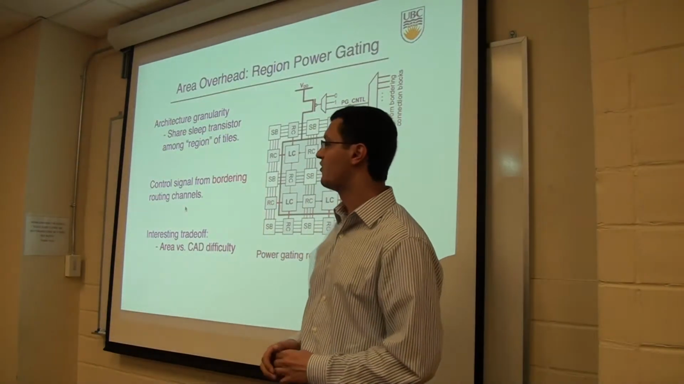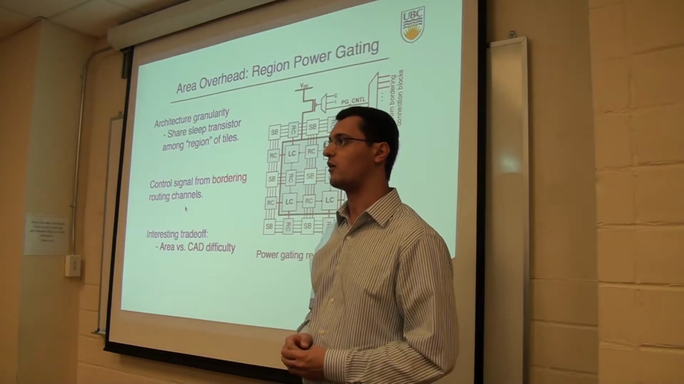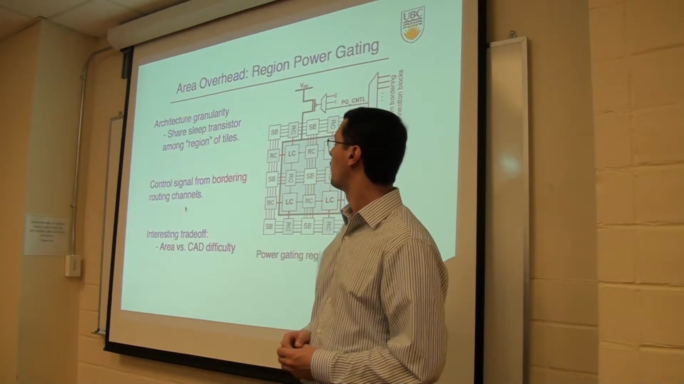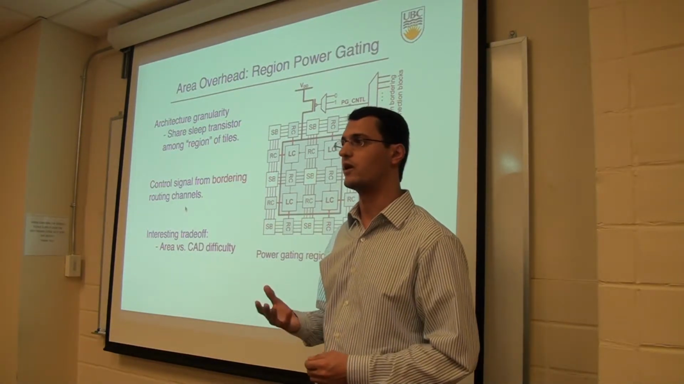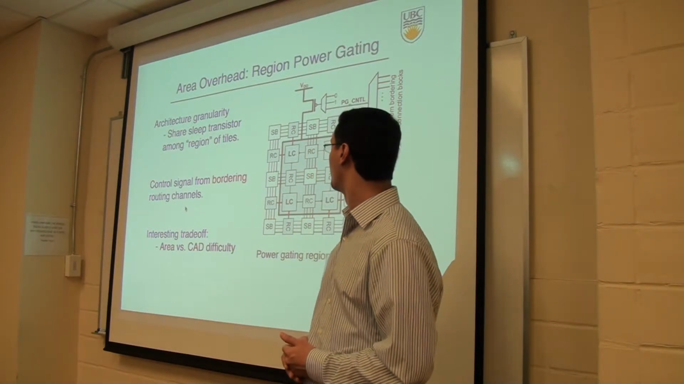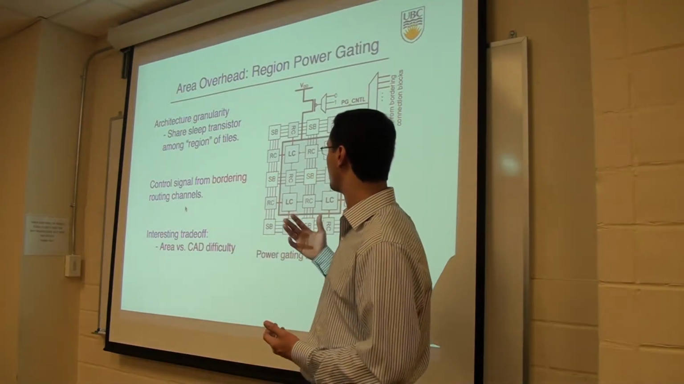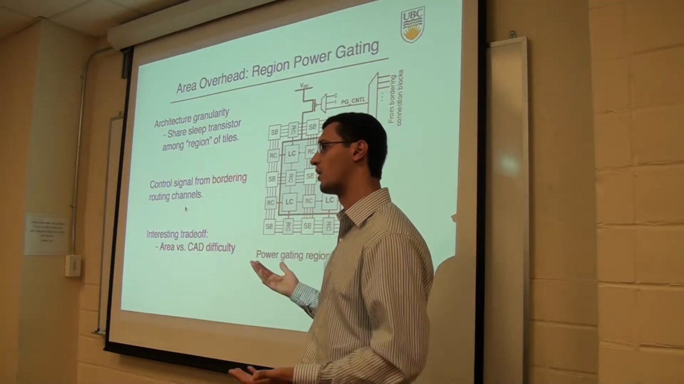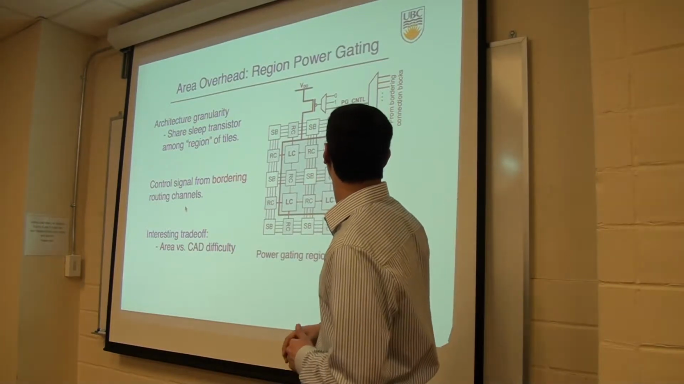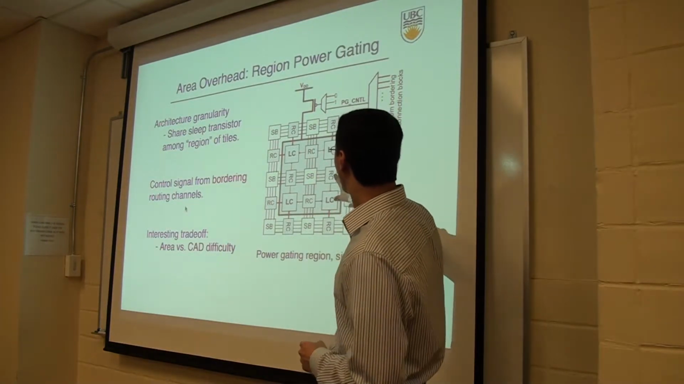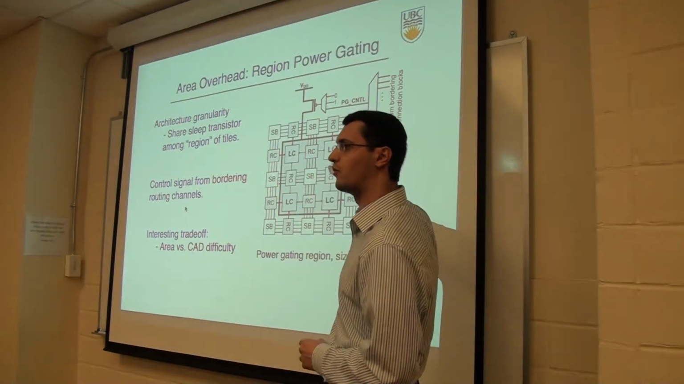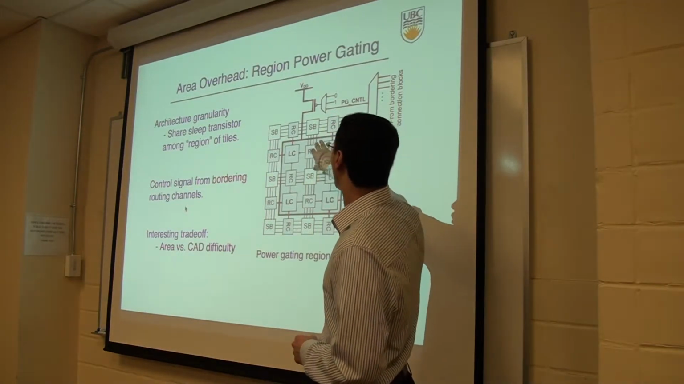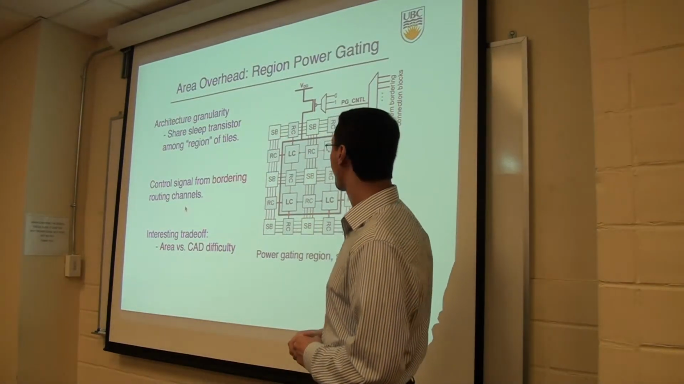To reduce the area overhead that results from power gating, from the sleep transistor and from the extra multiplexers, we can do power gating for a region of the FPGA instead of doing it for one logic cluster. This is interesting because there's a trade-off between the size of the region and the area overhead. Also, there's a trade-off between the size and the CAD difficulty, and I will talk about that in a minute. The basic idea is that instead of having one logic cluster, we have a group of logic clusters and internal routing channels. They are all powered by the same sleep transistor.